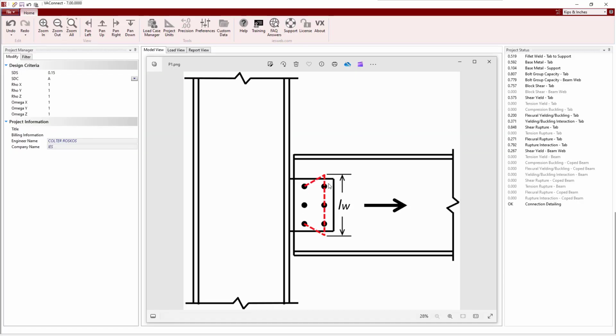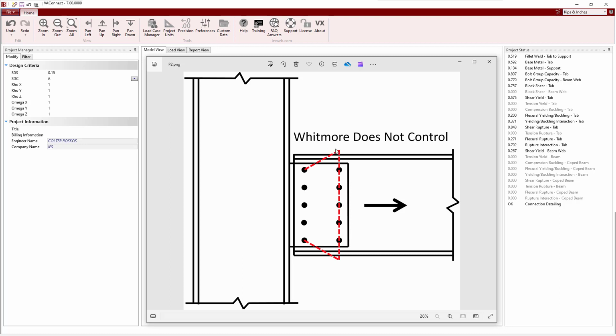When 2 columns of bolts are used and the connection is loaded in tension, failure along the Whitmore section is considered for both the tension yield and tension rupture limit states. Failure along the Whitmore section is not considered when the Whitmore section extends past the flanges of a non-coped beam. In this case, tension rupture is considered taking into account the shear lag factor.